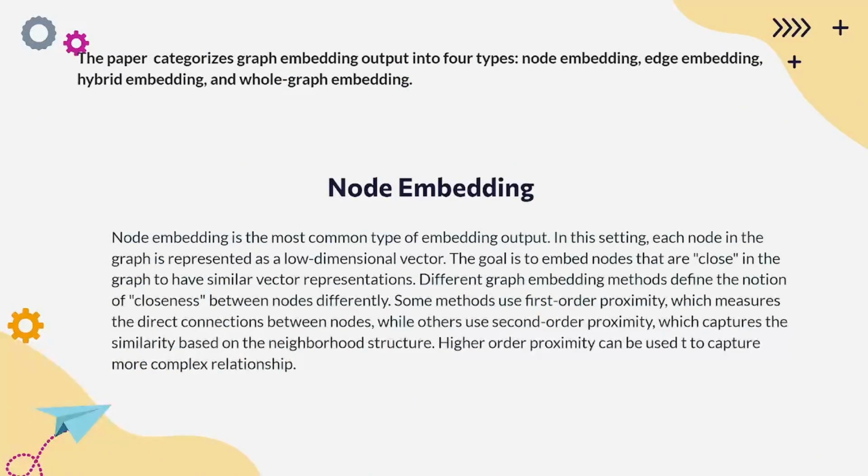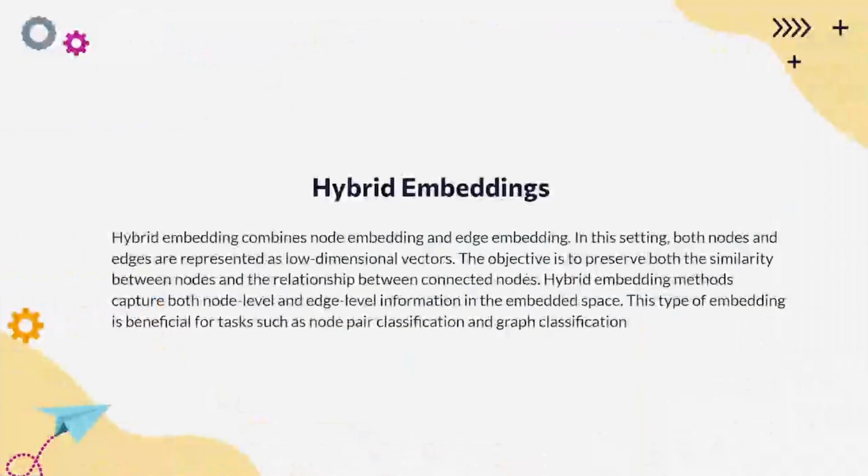In this setting, each node in the graph is represented as a low dimensional vector. The goal is to embed the nodes that are close in the graph to have similar vector representations, thus maintaining the similarity between them. Different graph embedding methods define the notion of closeness between nodes differently. Some methods use first order proximity, which measures the direct connections between nodes, while others use second order, and we can also use nth order proximity to capture more complex relationships.